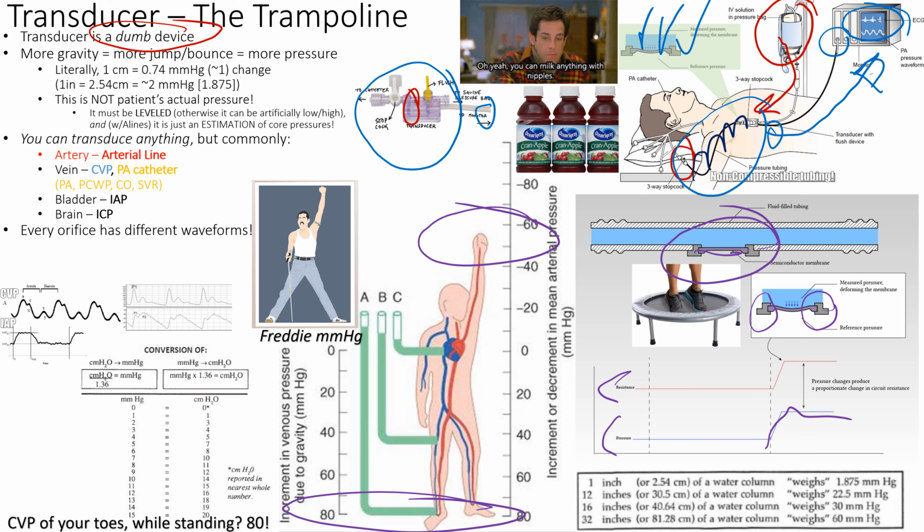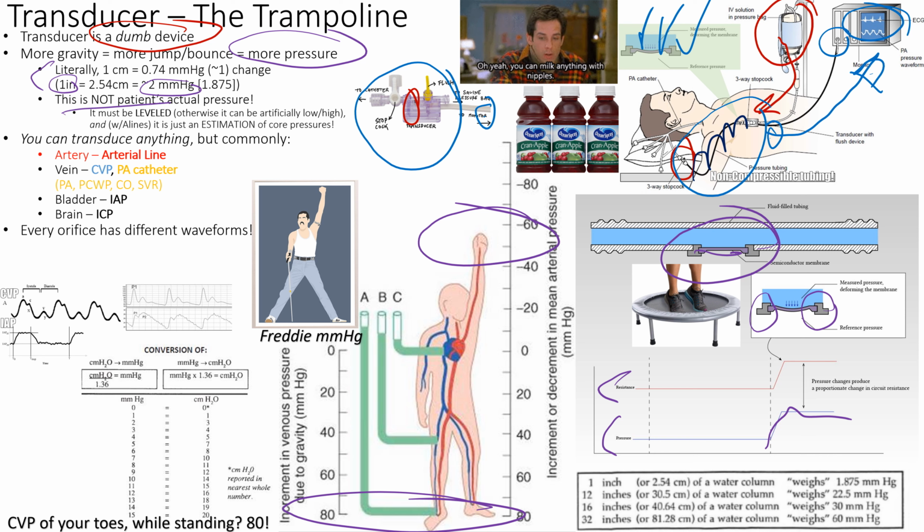Okay, so more gravity equals more jump, more bounce, more pressure, right? So literally 1 centimeter is about 1 millimeter of mercury. That's approximately how much it is, right? And then 1 inch is about 2.54 centimeters, and equates to about 2 millimeters of mercury. So every 1 inch you're off by about 2 millimeters of mercury, all right? So that's a map of 65 or 63 or 67, right? And as we'll find out, it does matter if you're radial or you have a central arterial tracing.